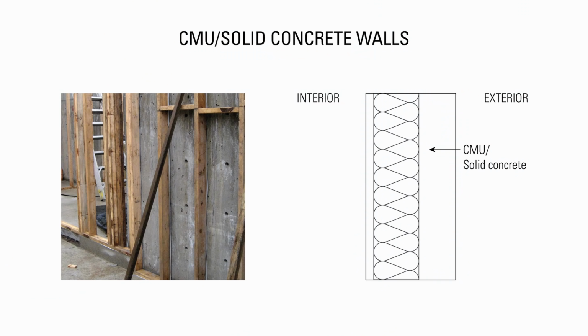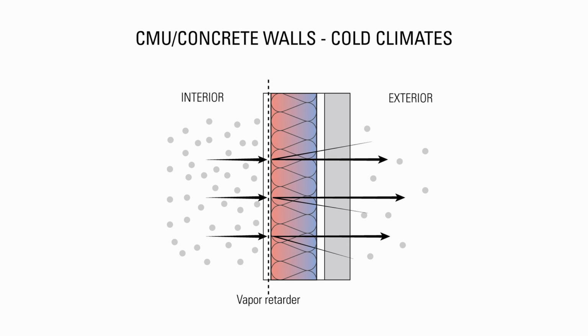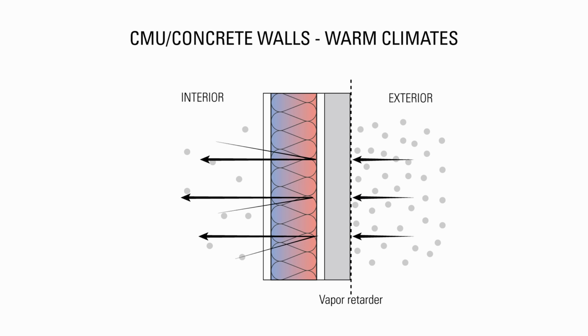The second is exposed CMU or solid concrete walls. These are typically furred out with wood or metal studs on the inside, filled with insulation, and then finished with drywall. In cold climates, you need a vapor retarder behind the drywall since vapor wants to travel from the inside out. In warm climates, you do not need a vapor retarder because concrete acts like one. It restricts the flow of vapor and prevents condensation.